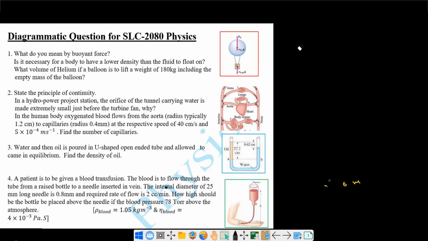Okay, so now let us move on to the second question. This question is again related to fluid dynamics, and it is a very natural question related to the human body. So, state the principle of continuity. You are well known about this. The total volume of the fluid flowing through any section of the canal is going to be constant.